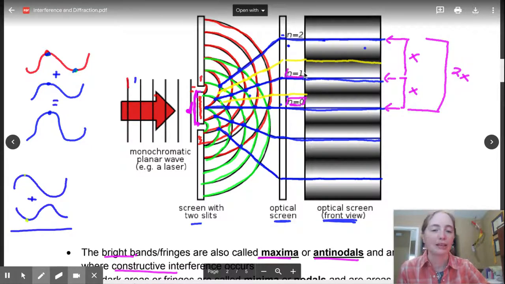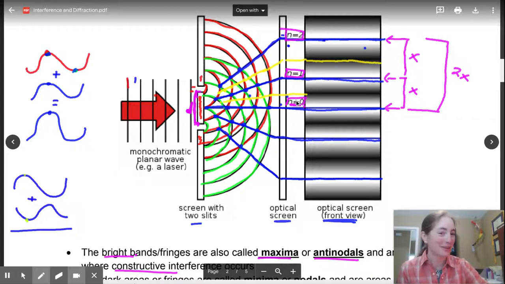And then the first bright band off of that center, these blue lines, that is going to be the order of 1. It's 1 band away from the center. Well, this one is N equals 2. It's 2 bands away from the center.